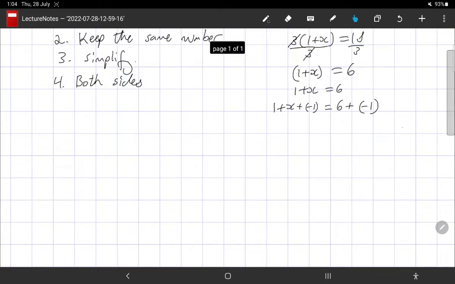Whenever we add a negative, we can just say we're taking it away. So I'll just simplify this. 1, take 1. 6, take 1. Therefore, 1, and we can rearrange this. This can be rearranged. And this is one of the laws that we were studying, commutative, associative, and a third one.